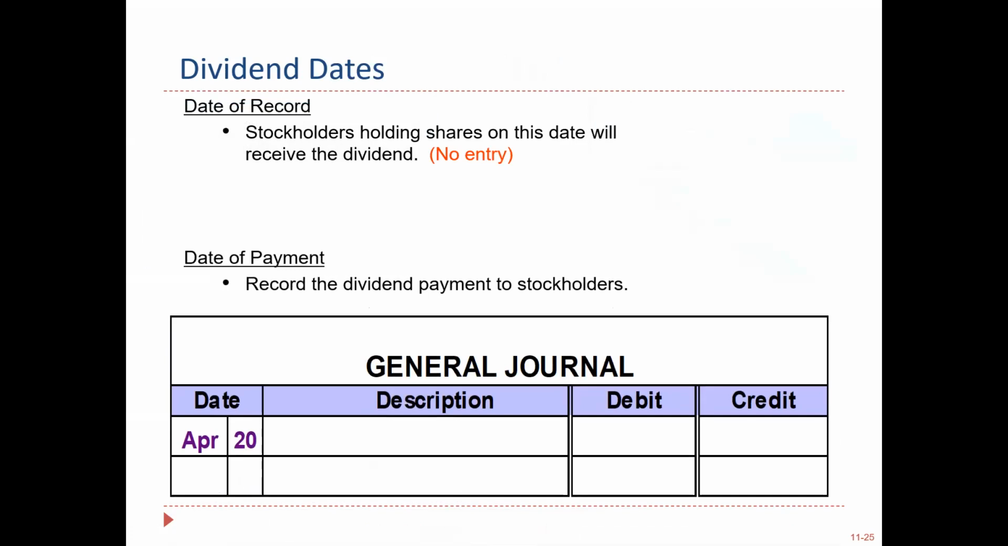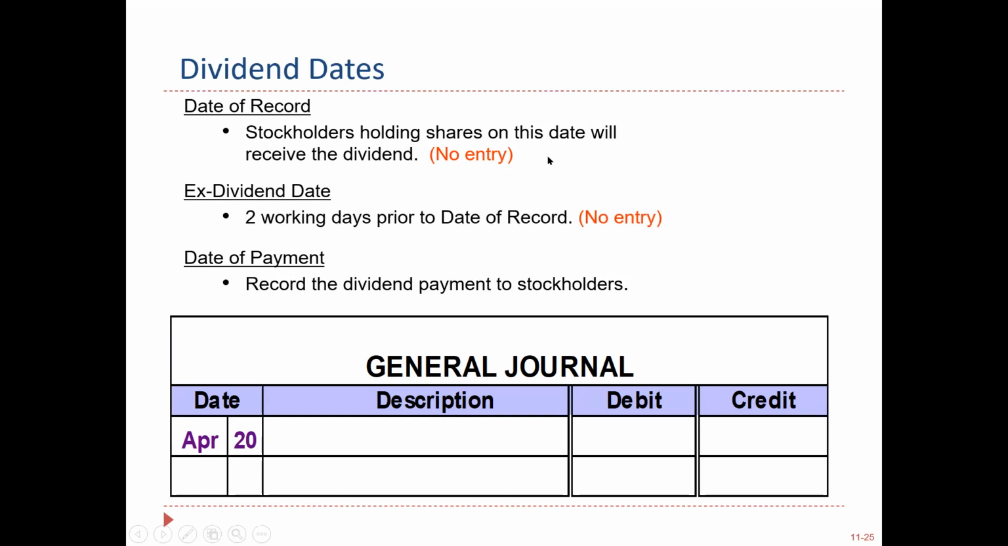Dividend dates that we need to understand. Well, we just learned about the declaration date, meaning the announced date, that creates the liability. The payment date is going to be the time when we cut the check. One other key date here, date of record. Stockholders who own the shares on this particular date will receive the dividend. No entry needed there, not an accounting entry.